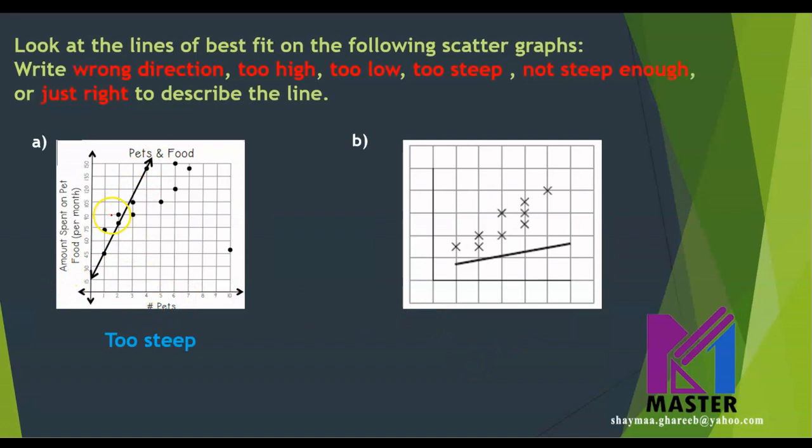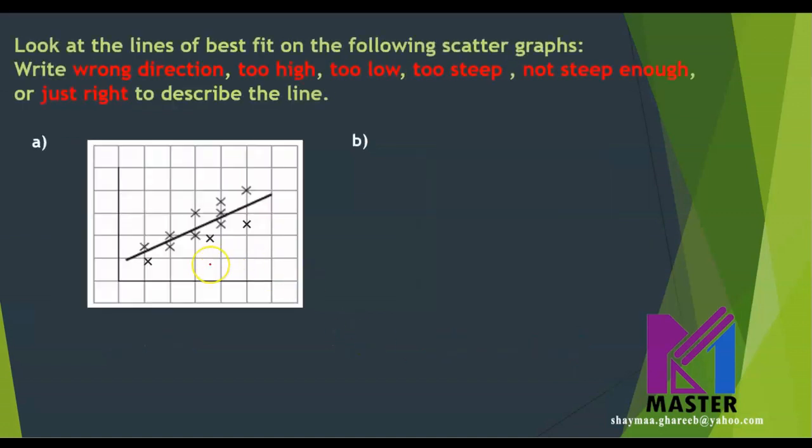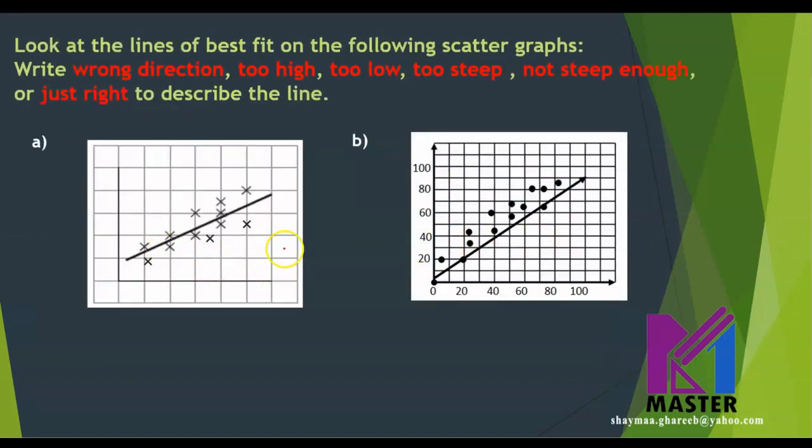In this example, it's too steep. In this example, it's not steep enough. In these two examples, the first one, the slope of the line is just right. And the second one is too low. As you can see, the line is below all the points.